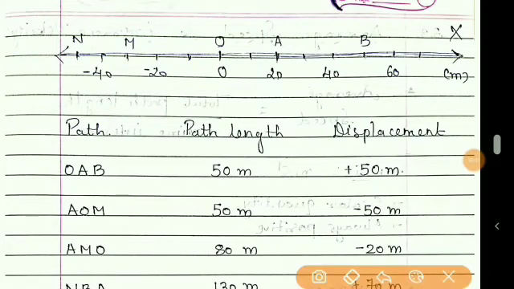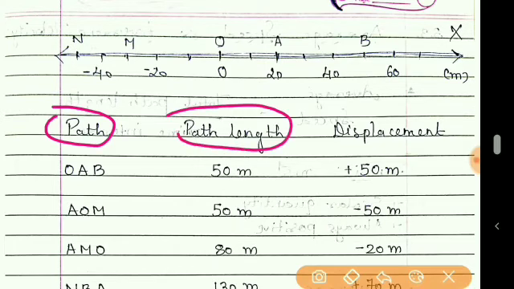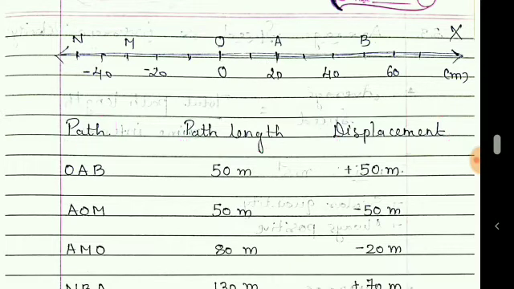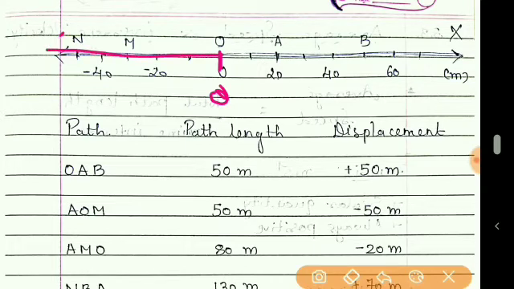Now students, the concept of path length and displacement can be better understood by this example, and I am sure that you will be able to understand this concept more clearly. Now suppose here an x-axis is given. You can see there is an origin O, and this is the positive x direction and this is the negative x direction.